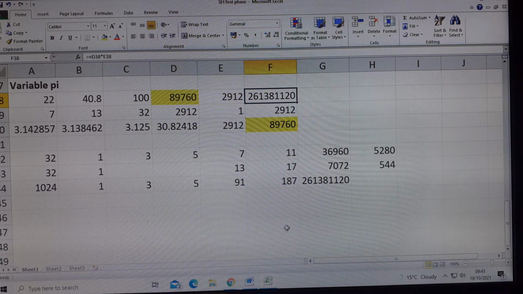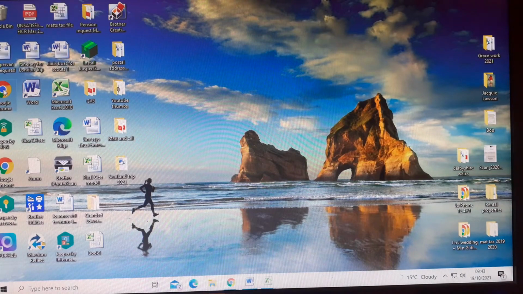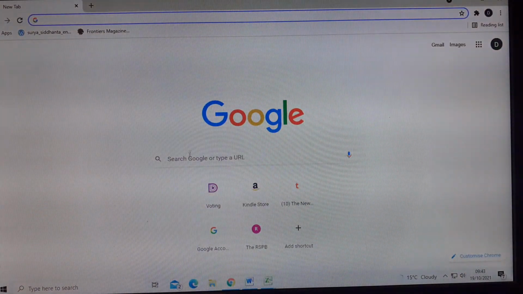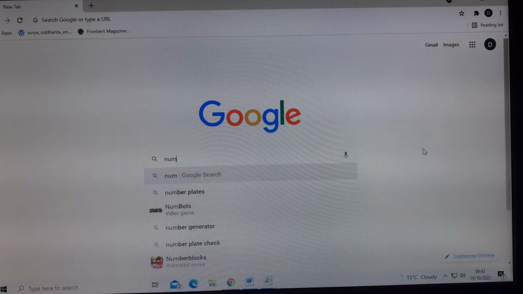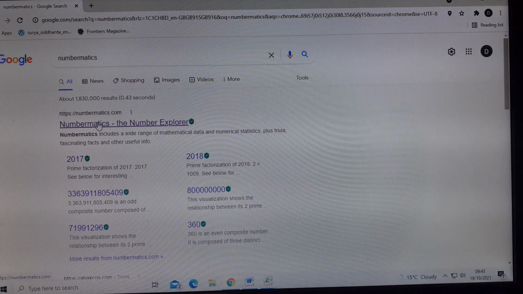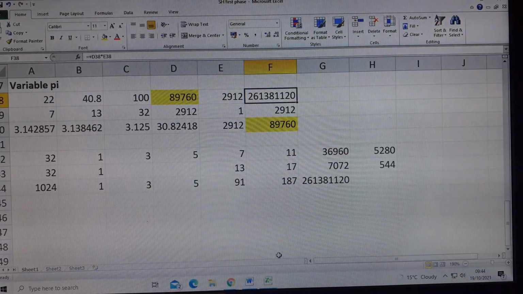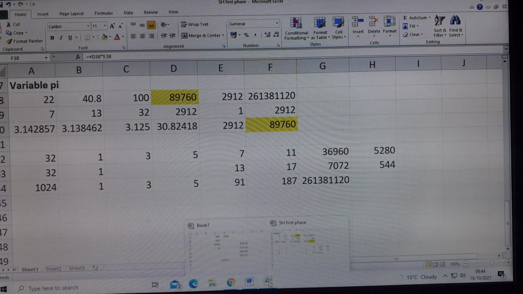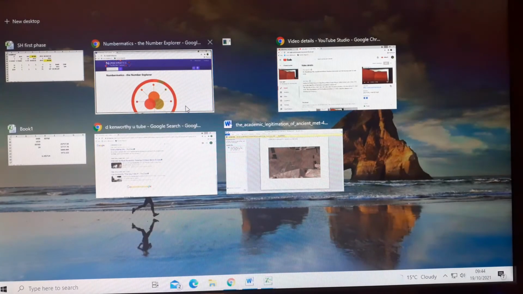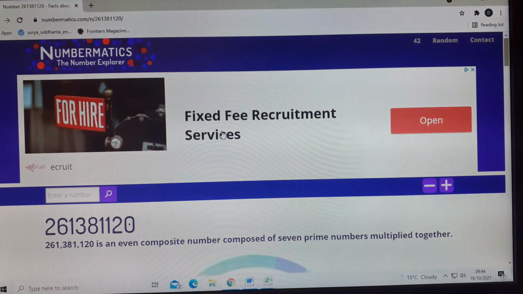261,381,120. And the best way to do that is to go onto the internet and call up a program called Numbermatics, and we just bring the program up, and then we have to enter into it this number, 261,381,120. So we go back into Numbermatics, and it will tell us everything about this number.